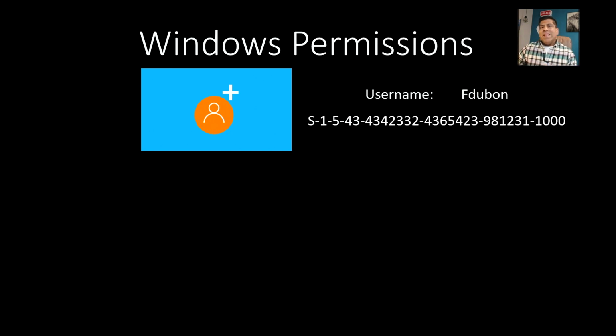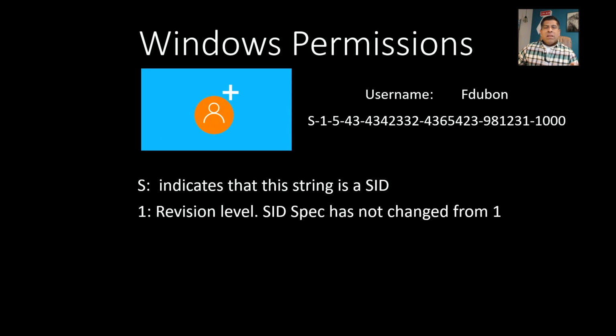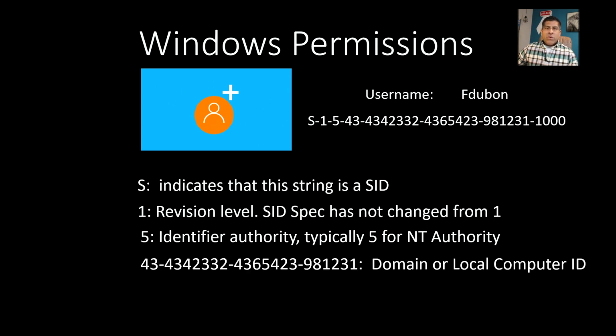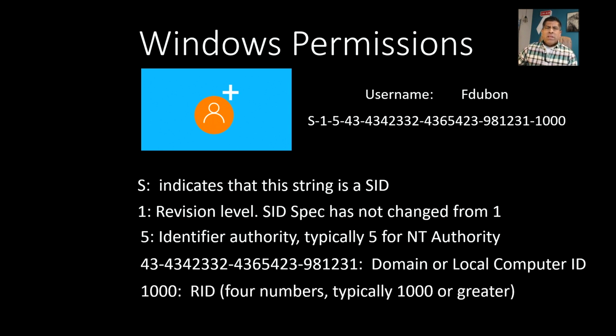So let's get this out of the way because we're gonna see it again in the demo. The S indicates that the string is an SID. This is how the system identifies that. Then the number one that follows it just means the revision level, and it has been number one since inception, for a very long time. The number five is the identifier authority, so typically it's a 5 for NT authority. And then the long string that follows is the one that identifies if this account is either a domain account or a local account. And then the last 4 digits is what is considered the RID, the relative identifier, which is typically 4 numbers and typically 1,000 or greater. Again, we're gonna see this when we start looking at the permissions and how they get transferred from one place to the other. So now we're gonna get into the demo.